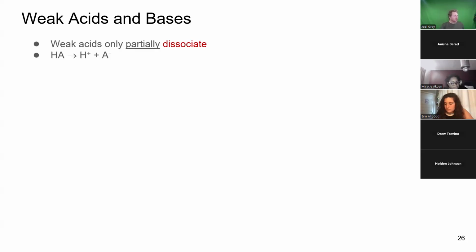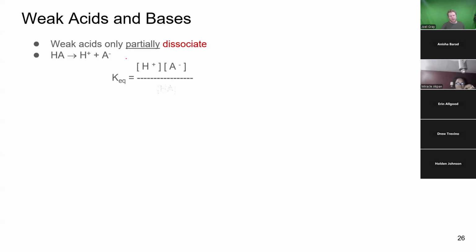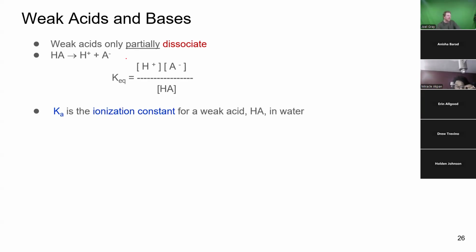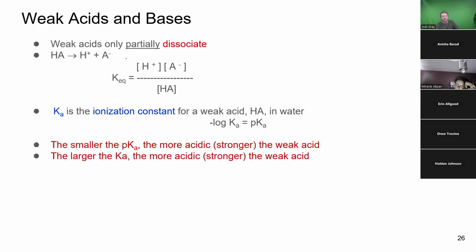So partial dissociation, HA goes to H plus A minus, which really, it actually kind of goes to H plus and A minus because HA stays intact. We have an equilibrium constant, where we have our products over our reactants. And for that, we have a Ka, the ionization constant for a weak acid, HA in water. Now, typically what we are going to talk about in this class is pKa's. I'm going to jump over Ka's, and I'm just going to focus on pKa's.